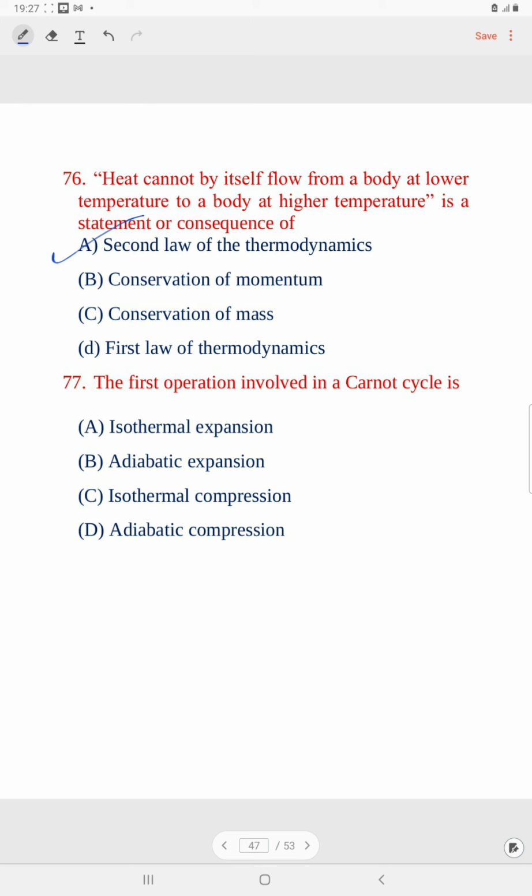The first operation involved in a Carnot cycle. In a Carnot cycle, the cylinder is kept on a source and heat is absorbed from the source by the working substance. So there is an expansion of the gas isothermally. So isothermal expansion is the first operation involved in the Carnot cycle.